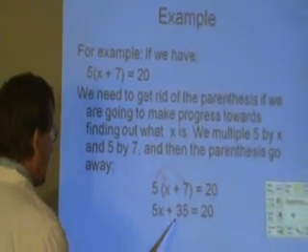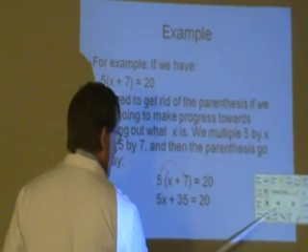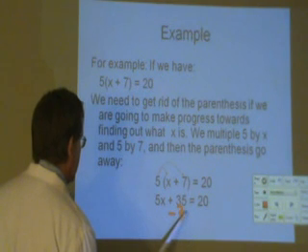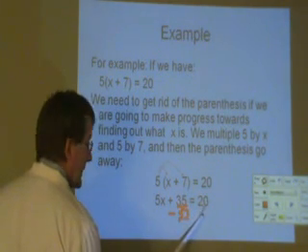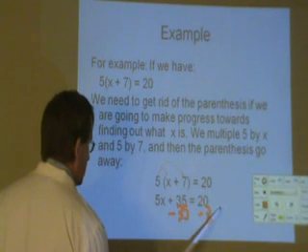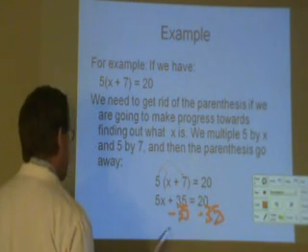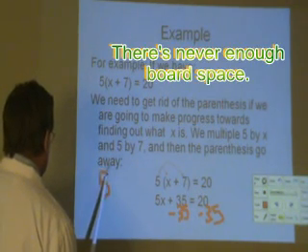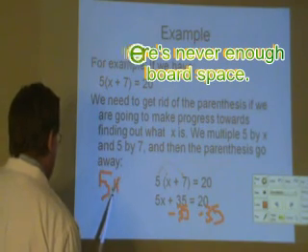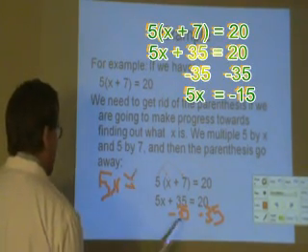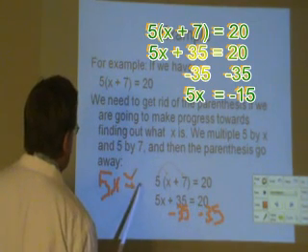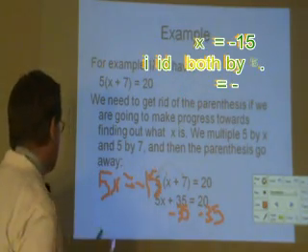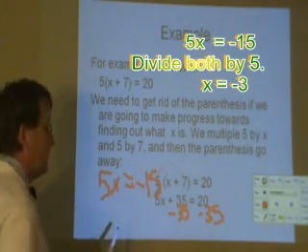If I've got to get rid of the 35, then I've got to subtract 35 from both sides. Now that would give me 5x equal to negative 35 plus 20, which is negative 15. So 5x equals negative 15.